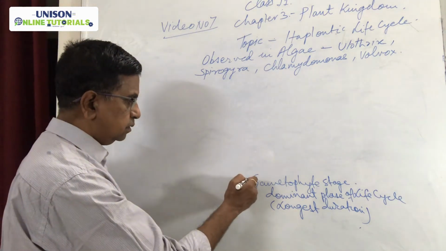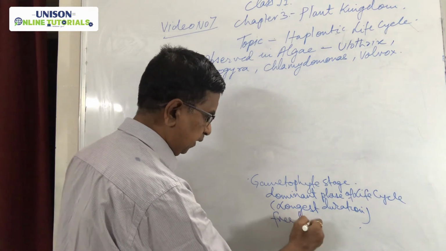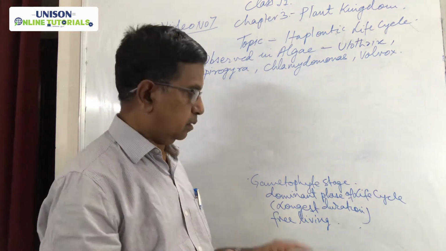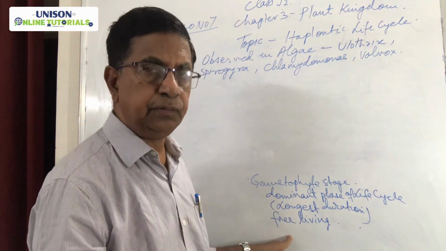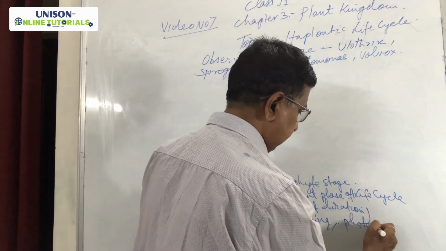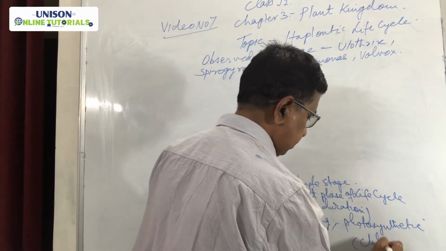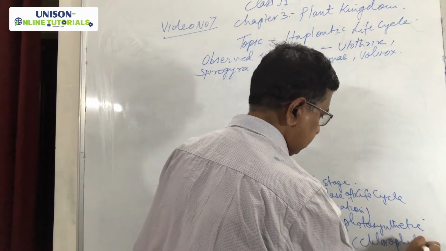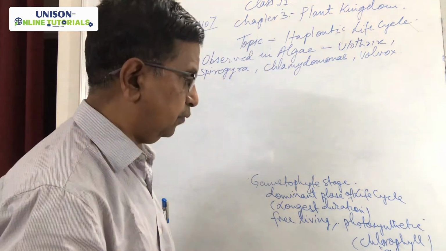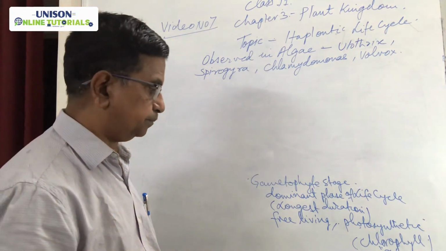Now, this dominant phase is free living. That means it is not dependent upon any other. It produces its own food. How? That means it is photosynthetic. If it is photosynthetic, that means it has chlorophyll, and particularly chlorophyll a, that you know is the most important chlorophyll in the green plants. And algae, you know, is a green plant.